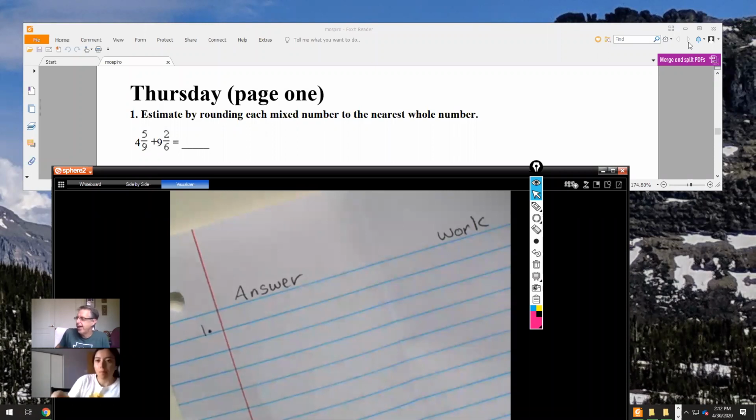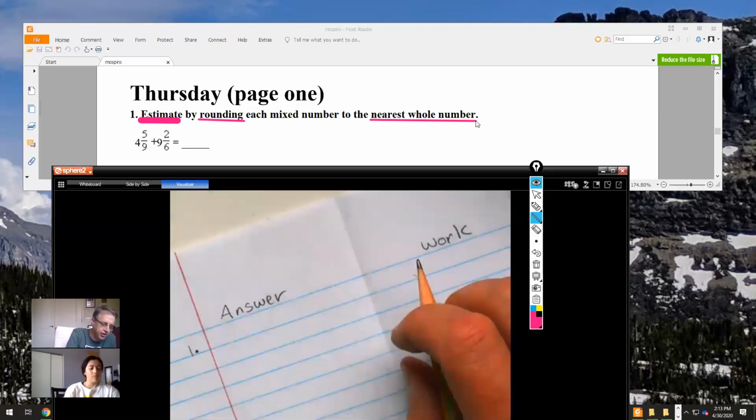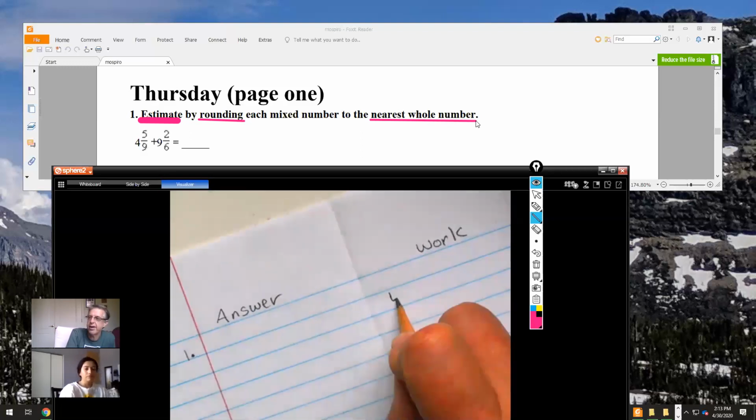For Thursday, April 30th. I'm going to go ahead and dive right into it with number one. First of all, I'm going to read it to make sure I know what I'm doing. It says here, estimate by rounding each mixed number to the nearest whole number. So a lot of keywords in here: estimate, rounding, and to the nearest whole number. That makes it a lot easier than if I hadn't read those, because I would have probably had to do a lot of complicated addition to get these into like denominators and stuff, but I don't have to.